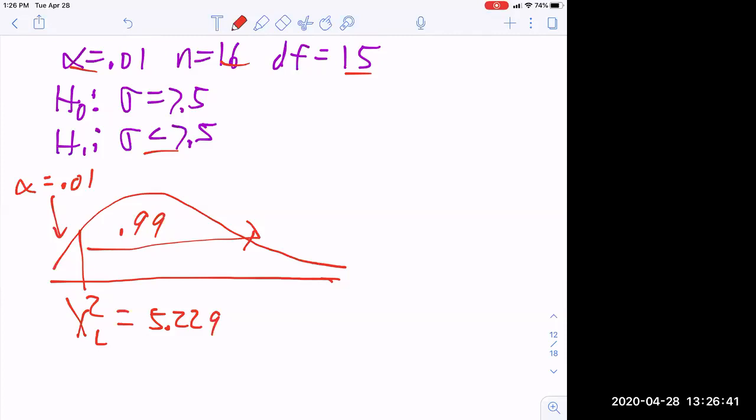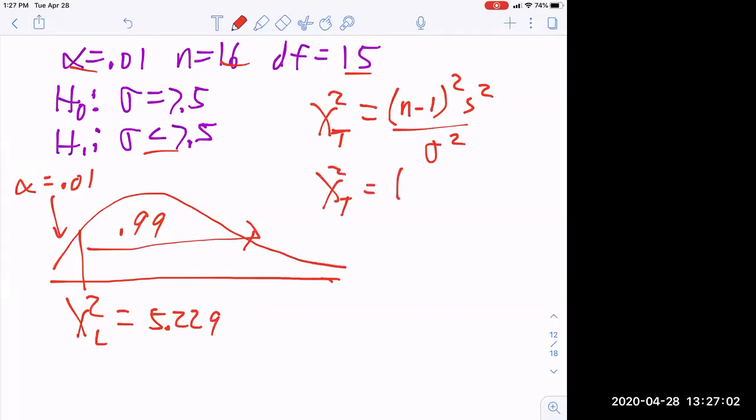Okay, I need my chi-squared. I need my test statistic. I always put a little t to remind me I'm doing the test. Degrees of freedom times s squared over sigma squared. Okay, this is 15. This is 1.84 divided by, we think it's 7.5. That's our null hypothesis.